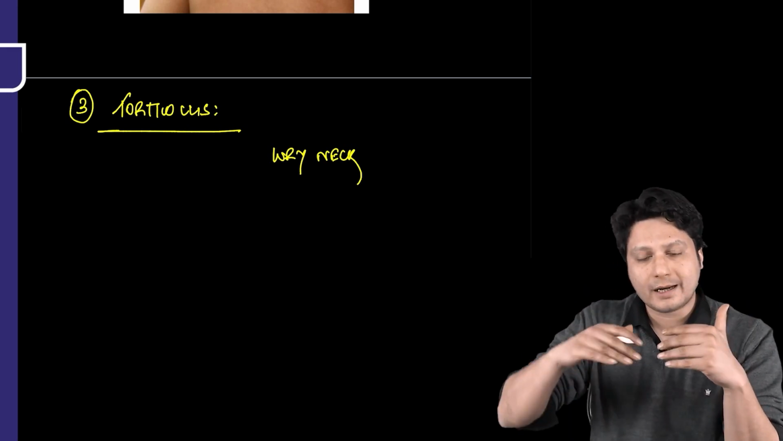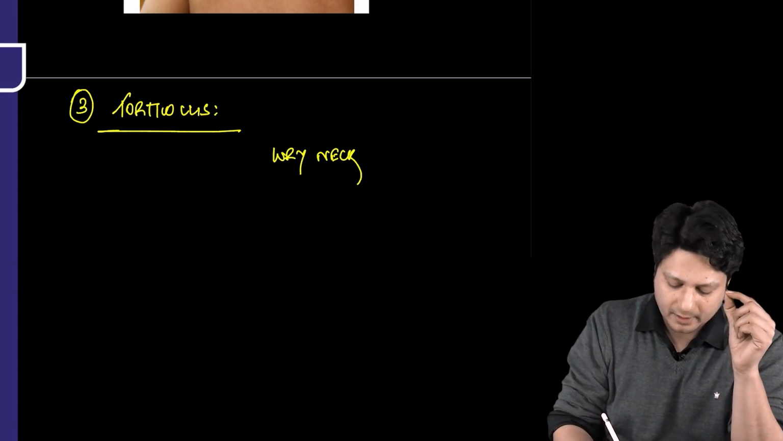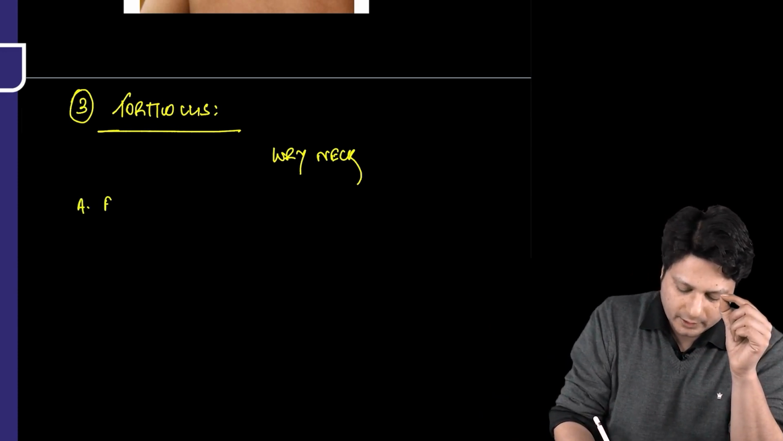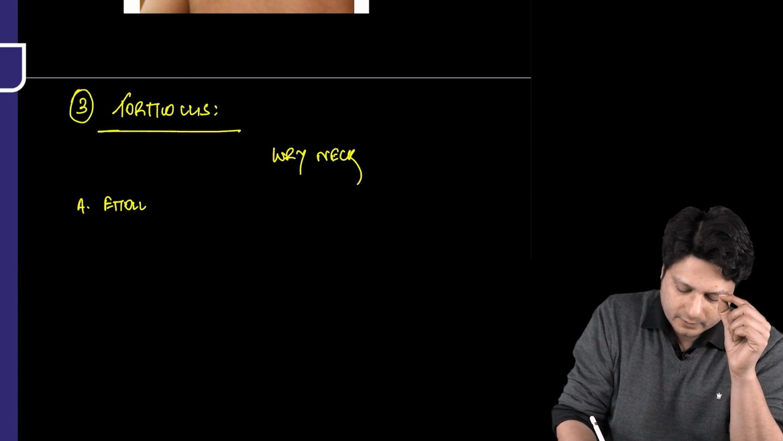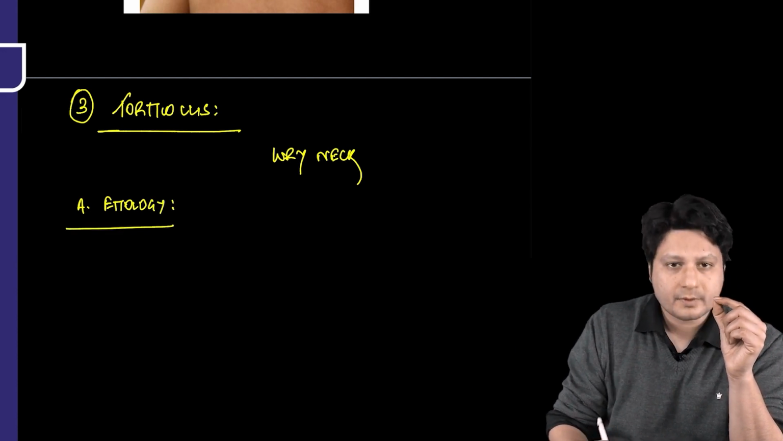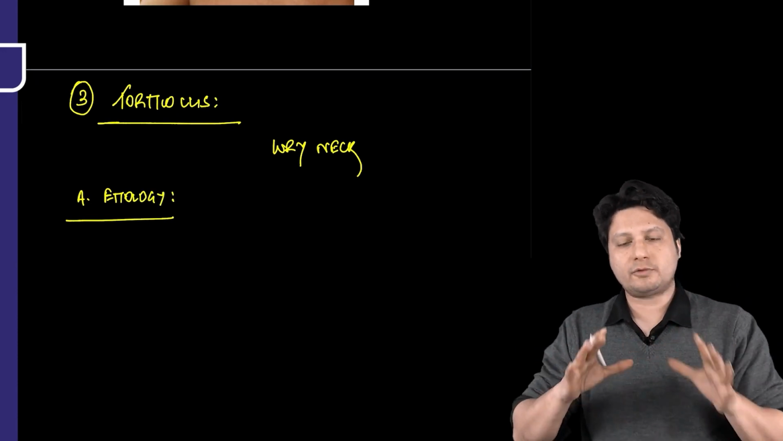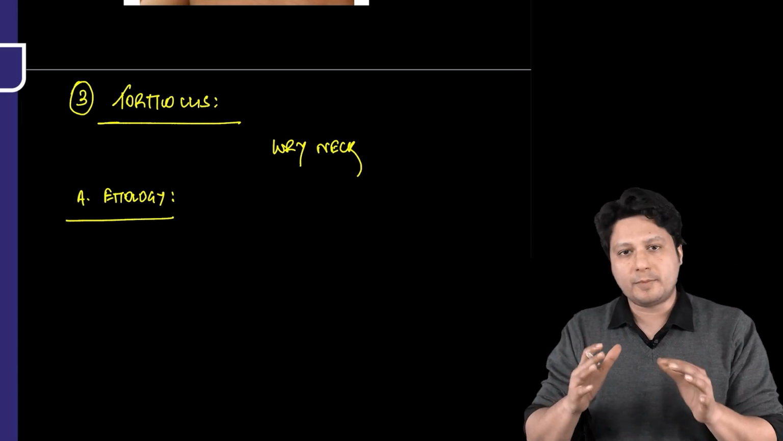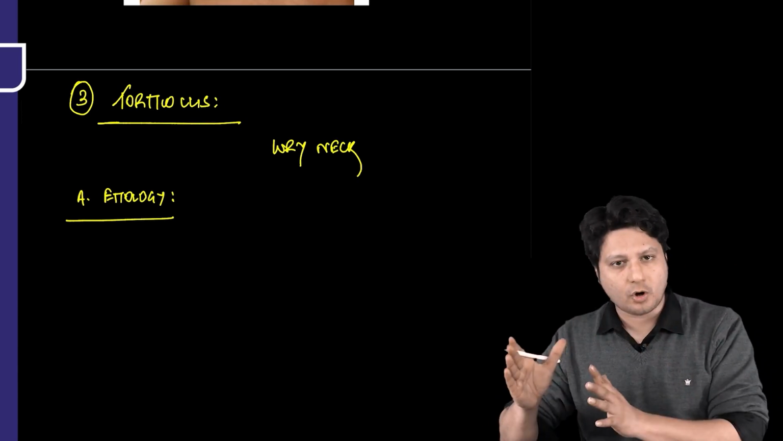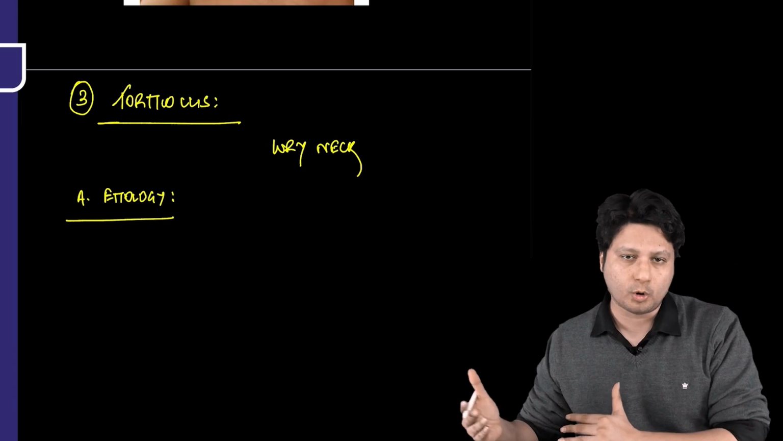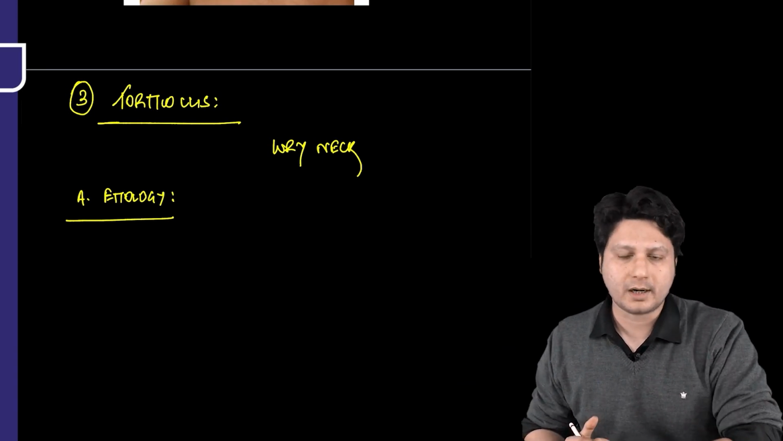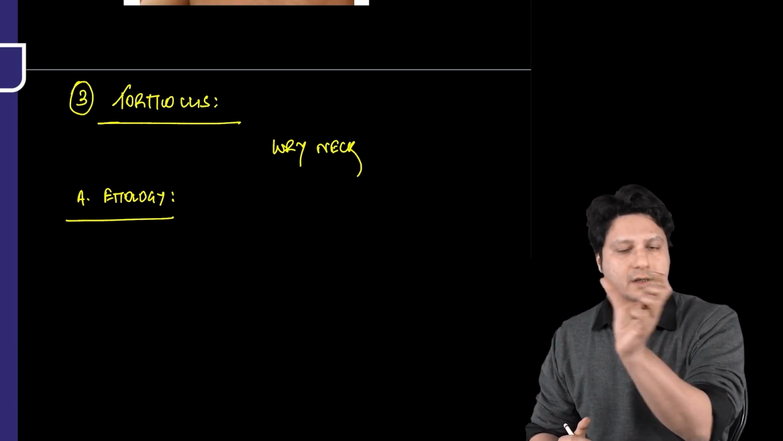Now, how is torticollis important? Point number 1 is the etiology. What you need to remember under this heading of torticollis, point number 1, is etiology. All right. What are the causes? As far as causes are concerned, there could be a muscular cause, there could be a bony cause, and there could be a combination of both muscular as well as bony cause. That means musculo-osseous etiology.